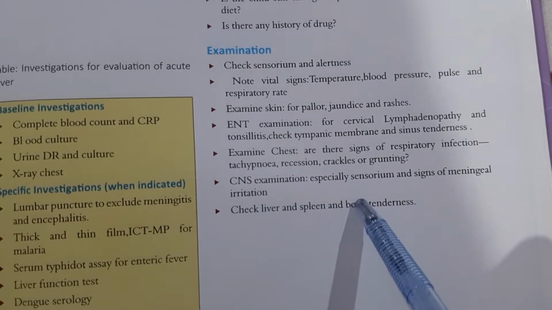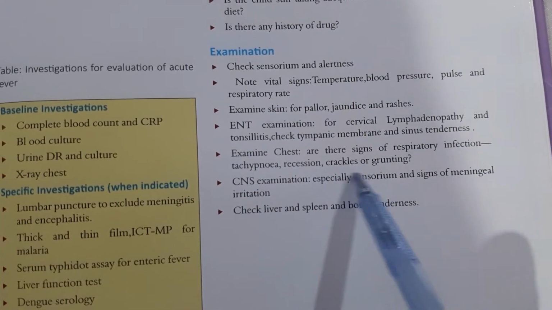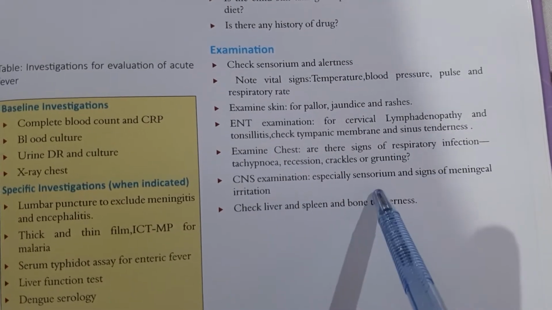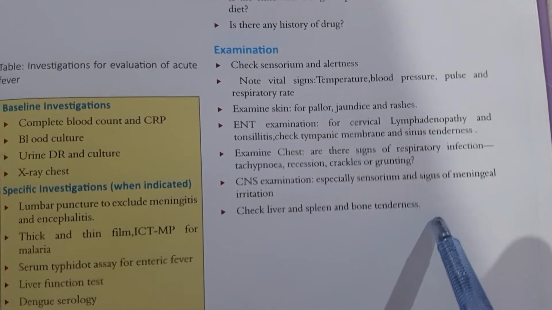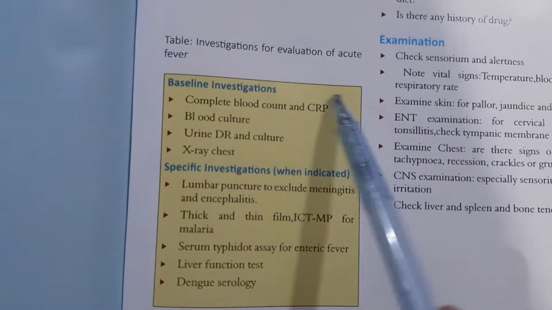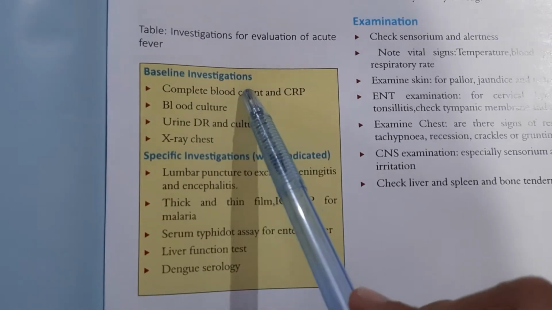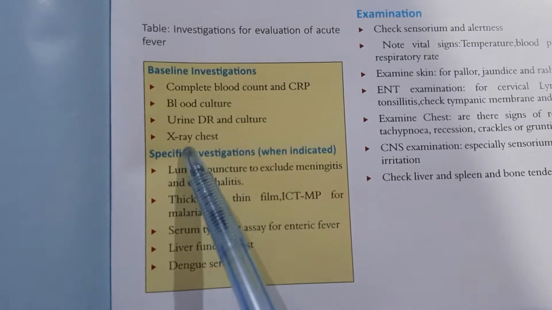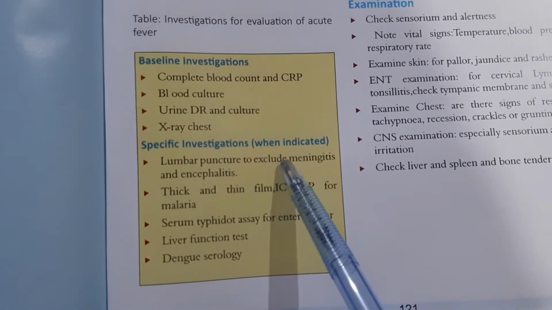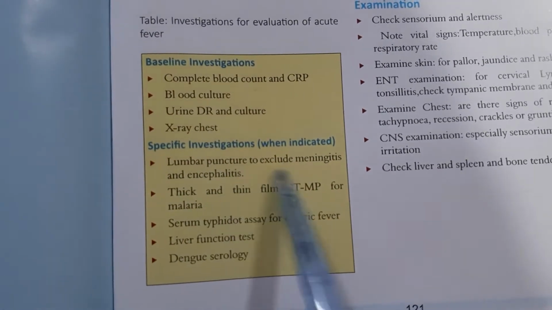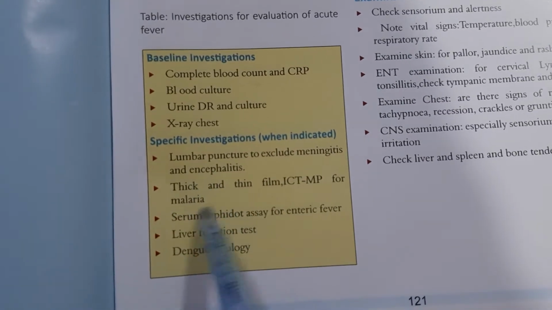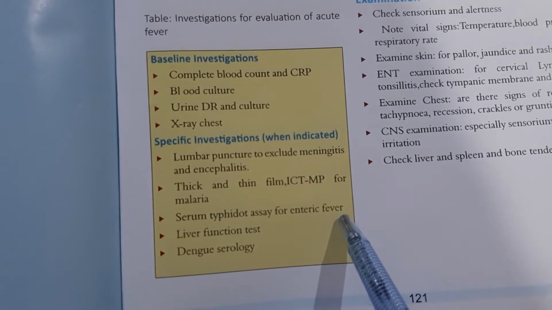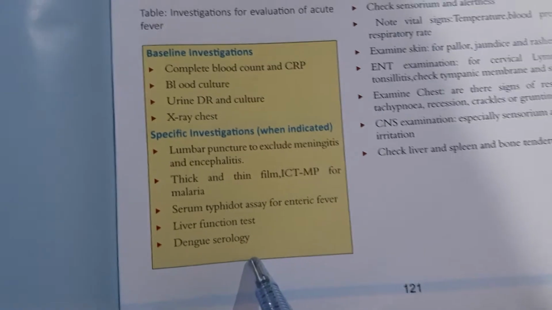In CNS examination, we pay attention to the sensorium and signs of meningeal irritation, then check liver and spleen and bone tenderness. Investigations to be performed for acute fever are baseline investigations: CBC, CRP, blood culture, urine DR and culture, and X-ray. And the specific investigations when indicated: a lumbar puncture for meningitis and encephalitis, thick and thin film, ICT for malaria, serum Widal test for enteric fever, LFTs, and dengue serology.